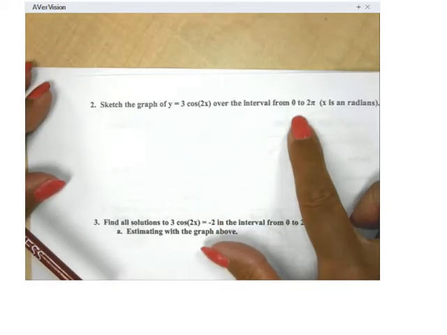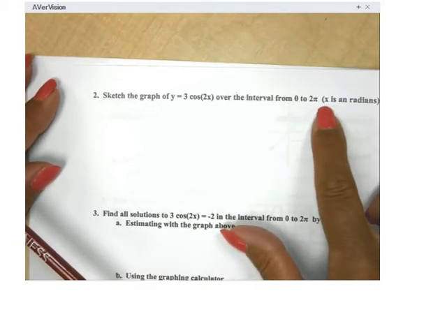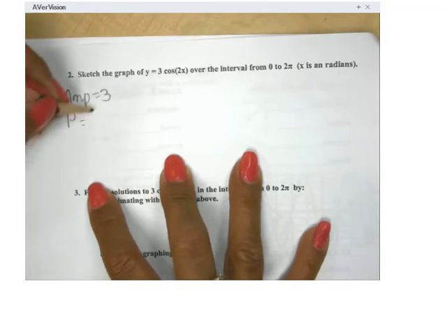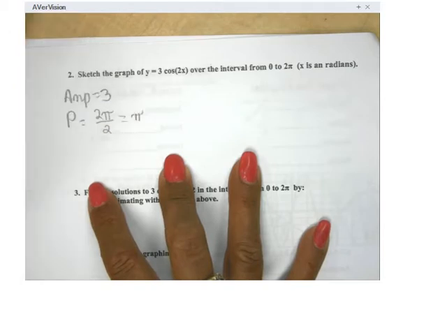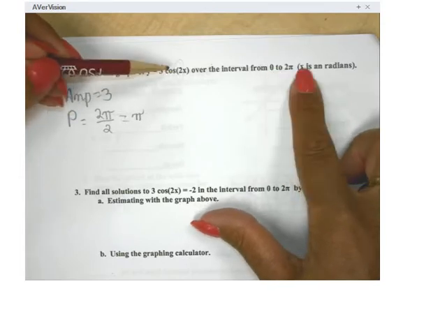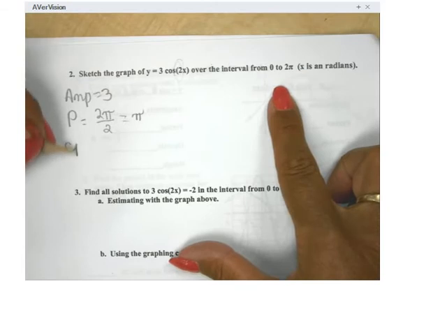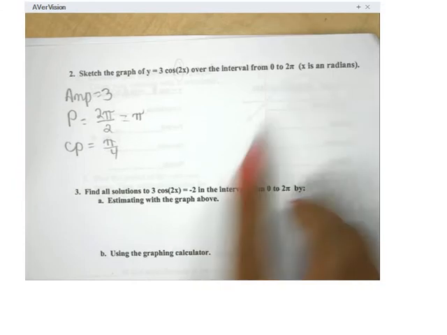All right, let's flip the page. Now likewise, I have another graph here. We want to sketch this graph over an interval from 0 to 2 pi. We also want to look and see, now I'm using x as my independent variable, my input variable. I can see that my amplitude is 3. My period, 2 pi divided by b, which is 2 pi divided by 2, is pi. So I know that I'm going to see 2 cycles between 0 and 2 pi.